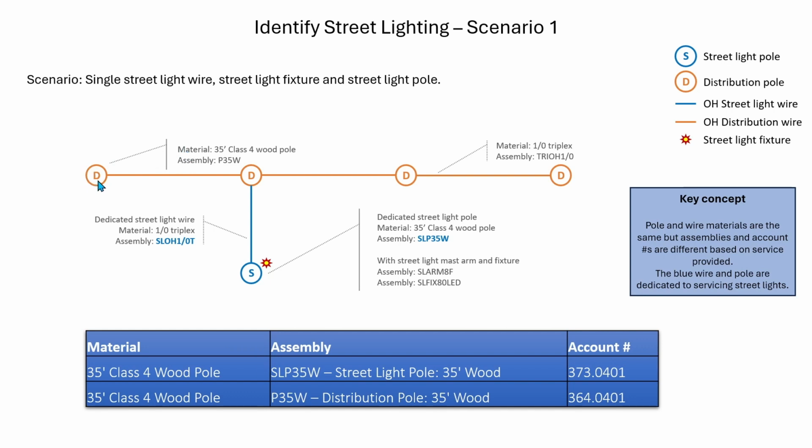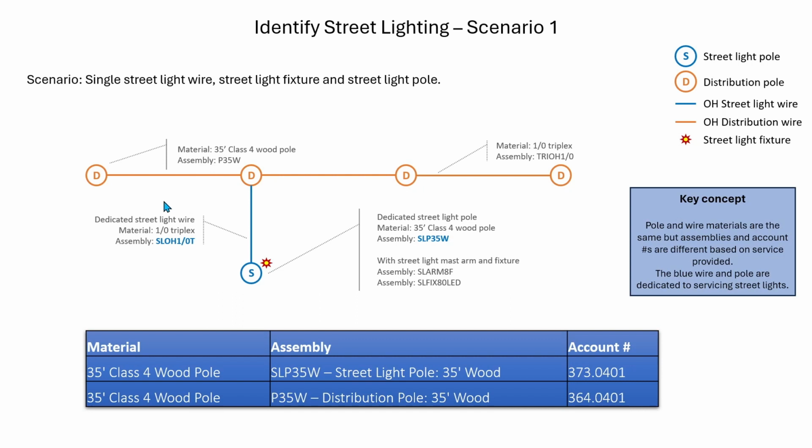So for example, we have a distribution pole here. It's being called out as having a 35-foot class 4 wood pole material, and then it'll also have an assembly code that represents those. Those assemblies are listed on a previous part of the video where it listed all those out, so you can always refer back to those if you're not sure about what something is. There will also be a key concept in blue that indicates what the key takeaway is for this particular scenario.